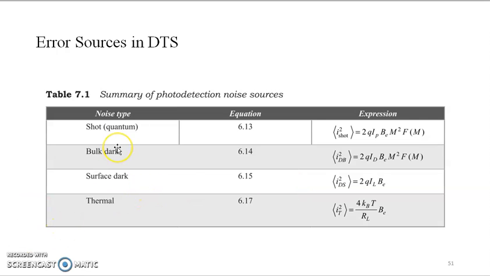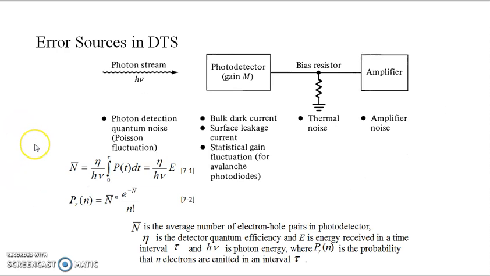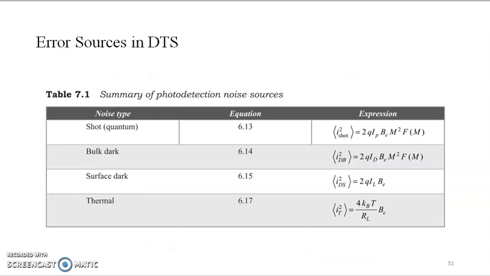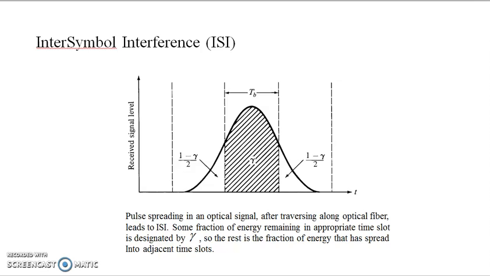These are the equations for shot noise, bulk current, surface dark current, and thermal current. And if you see all these equations, one factor is common here, that is for the current detected within one particular noise source.